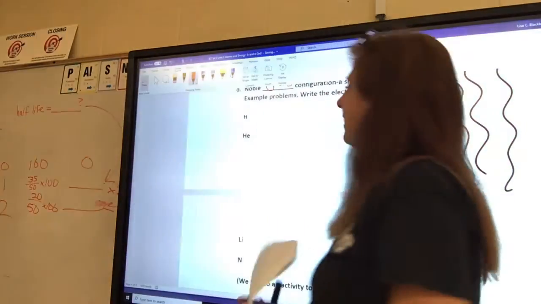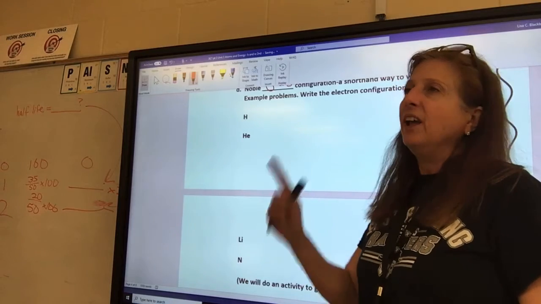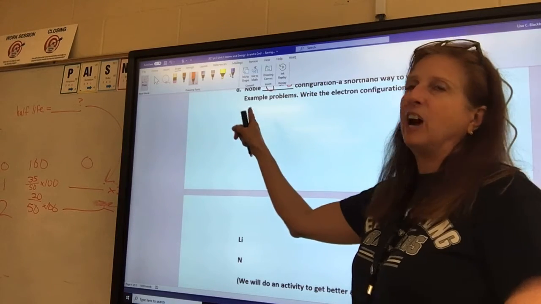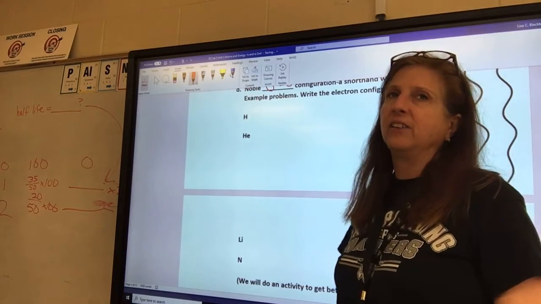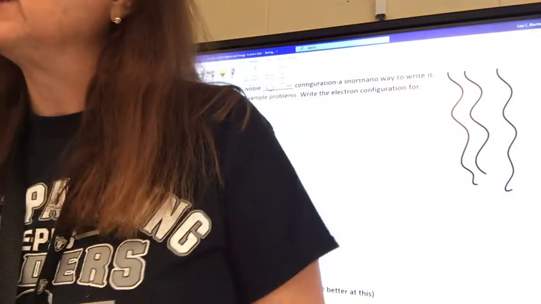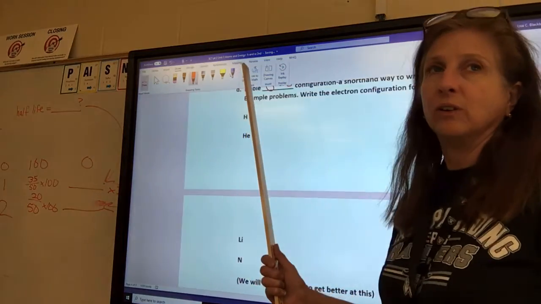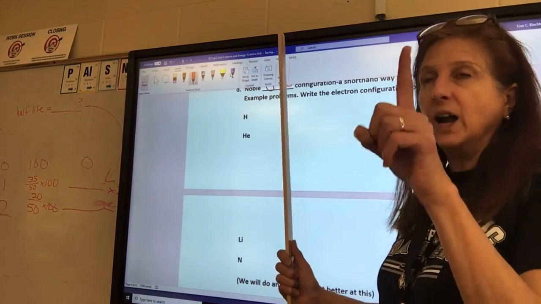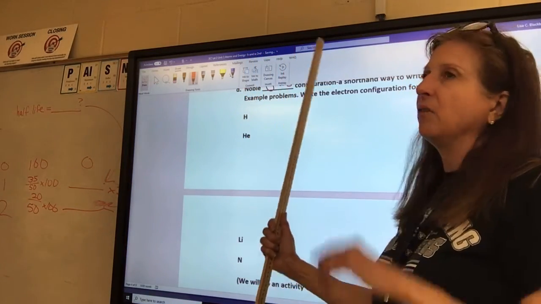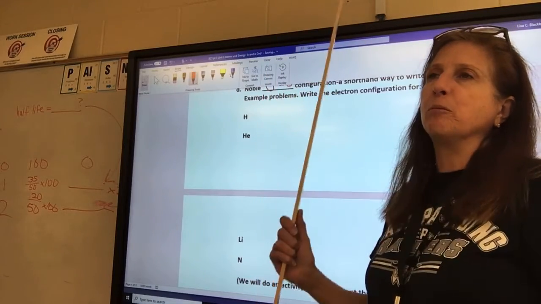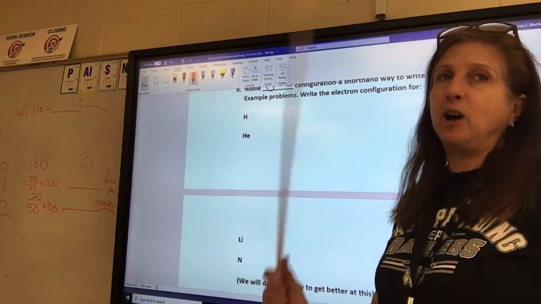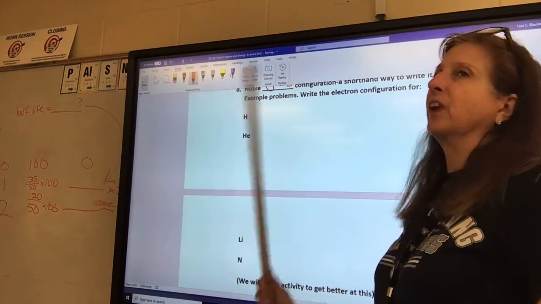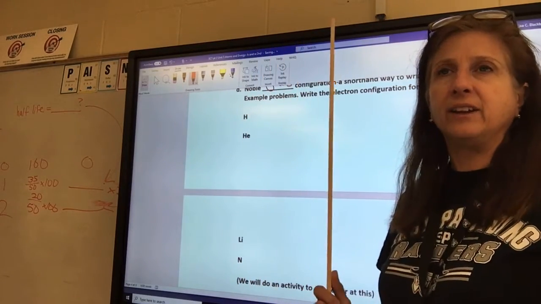All right, so this is how you do it. Step 1, you look on the periodic table and see how many electrons it has. So how many electrons does hydrogen have? 1, right? The number of protons is the number of electrons in the neutral atom, and the number of protons is the atomic number, and this whole number that goes with hydrogen is 1, correct?